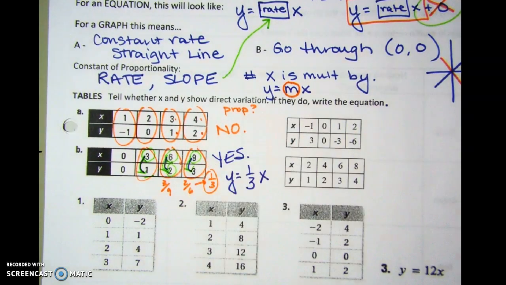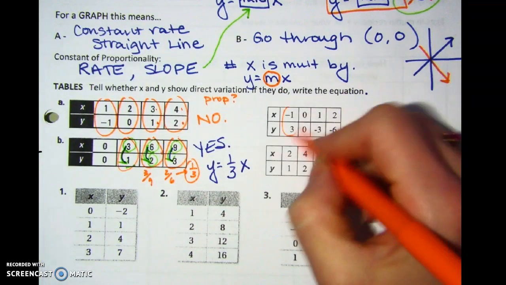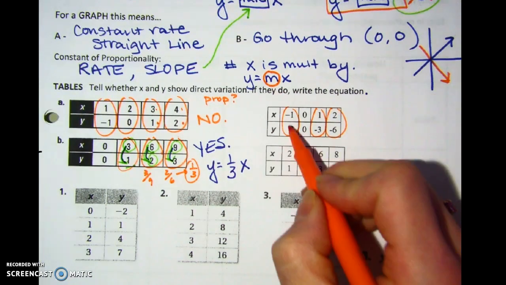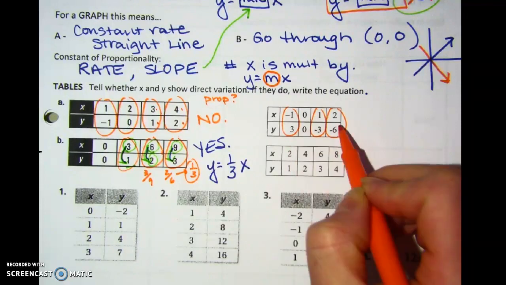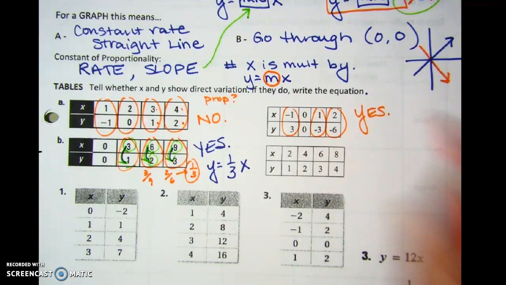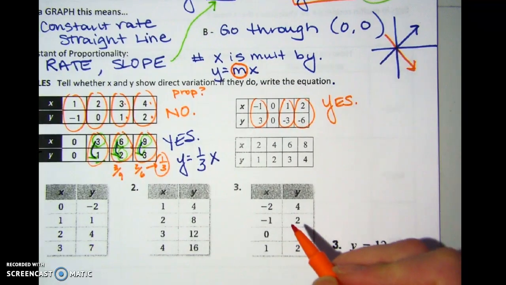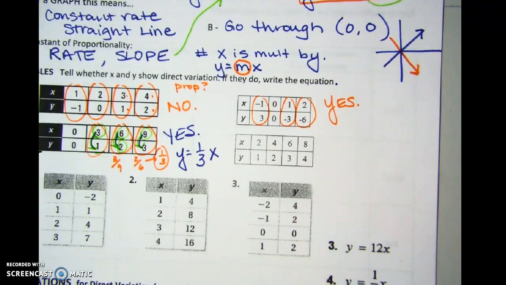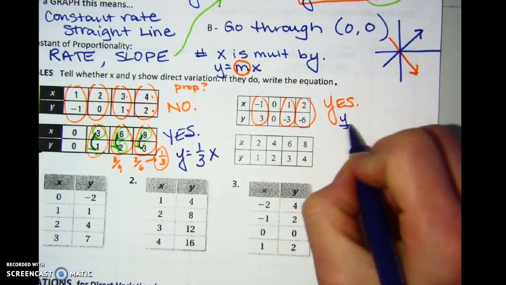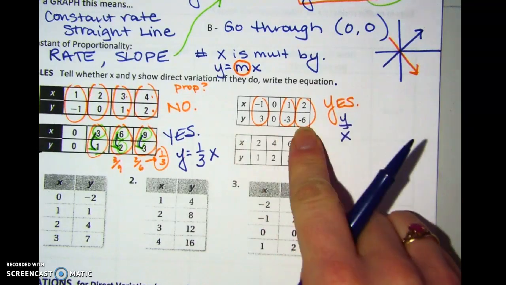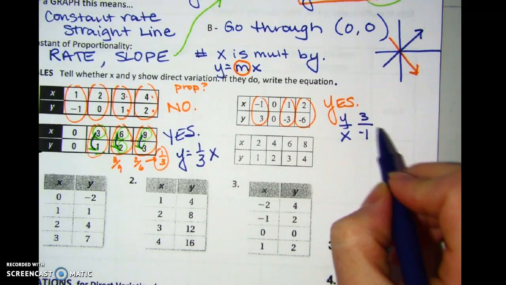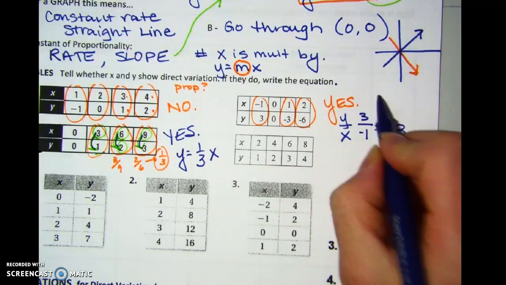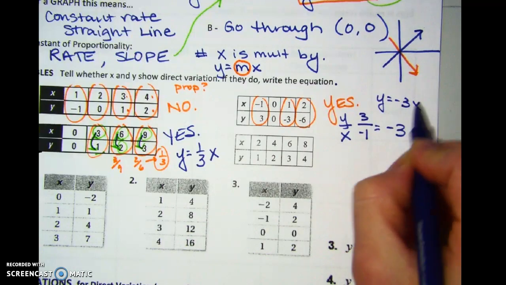Okay, I'm going to do one more, and then you're going to practice with the next four. Okay, so let's check these. If I simplify, negative 1/3, negative 1/3, negative 1/3, when I just look at them and simplify. So I know my answer is yes, it's proportional or direct variation. Now I need an equation, which means I have to find the rate. The rate is always y over x. So I can take any of these, doesn't matter, and set it up y over x. That's negative 3. So my equation is y equals negative 3x.